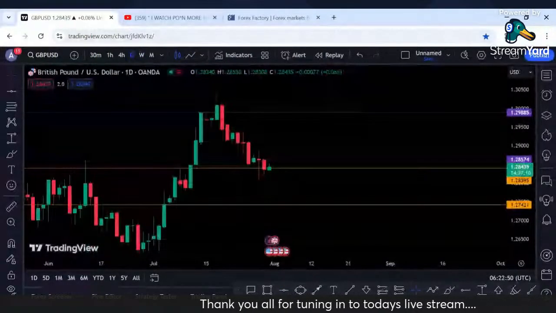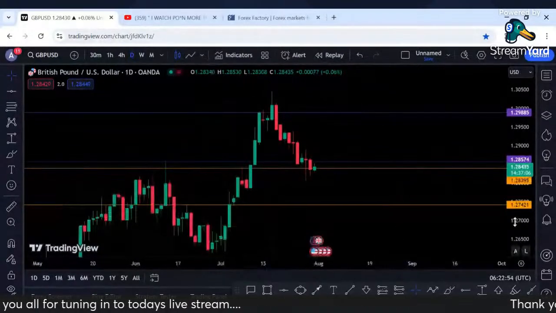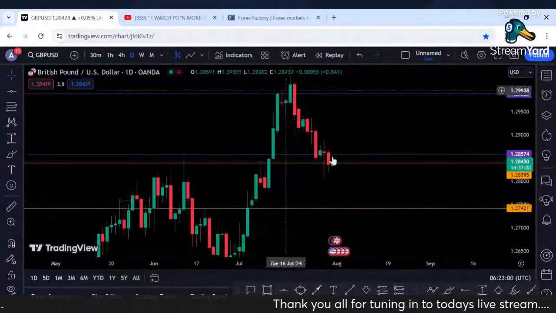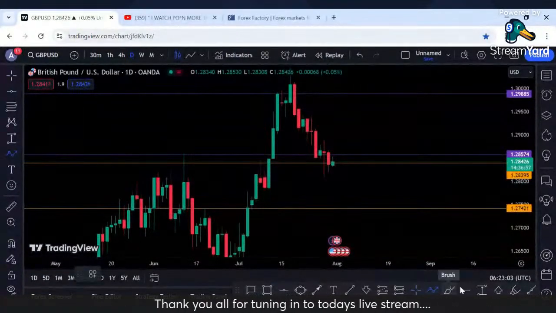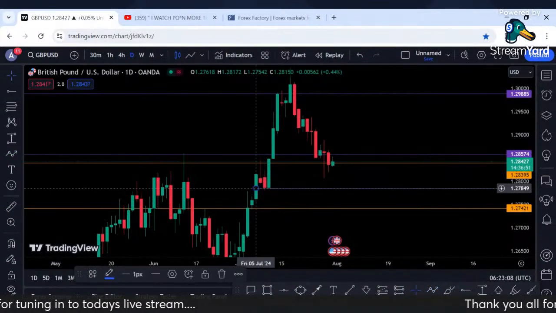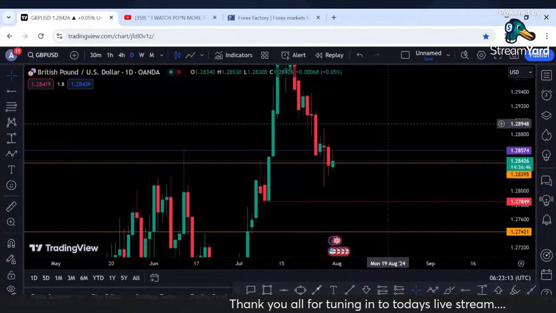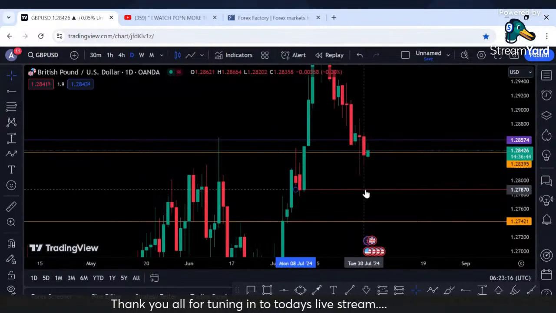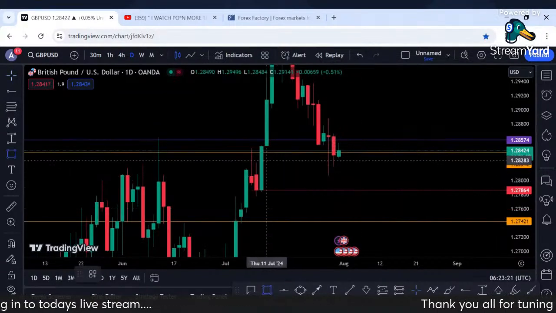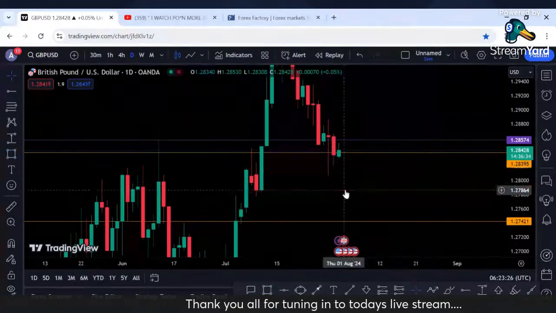On the daily time frame, this is the time frame that I'm mostly concerned about. You notice the daily time frame is a downtrend. You can identify your support over here. On the daily, this is the zone you are going to trade within. This is the focus zone that you are trading.